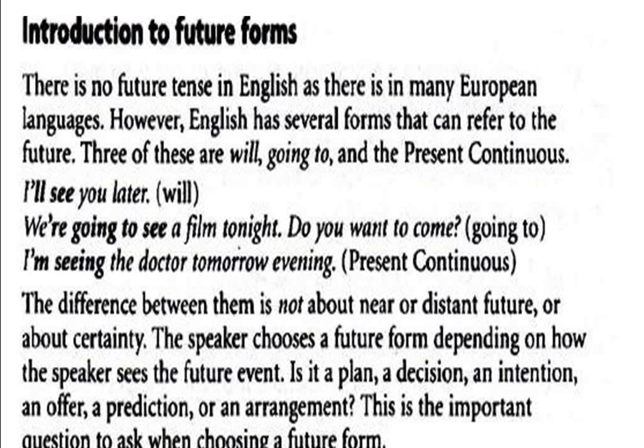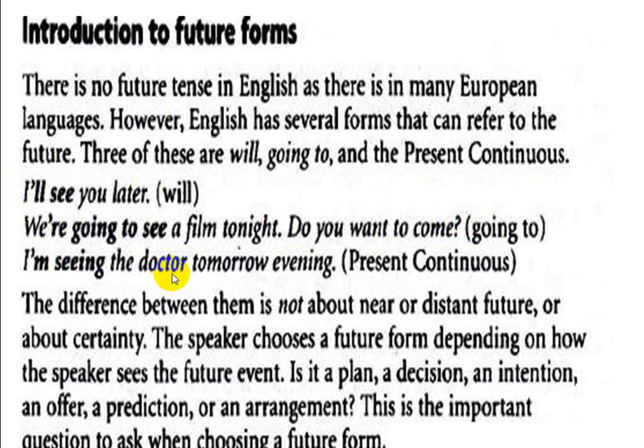3 of these are will, going to, and the present continuous. Will and going to and the present continuous can refer to the future. For example, I'll see you later. Here, will. I'll see you later. We are going to see a film tonight. Do you want to come? Going to here refers also to future.